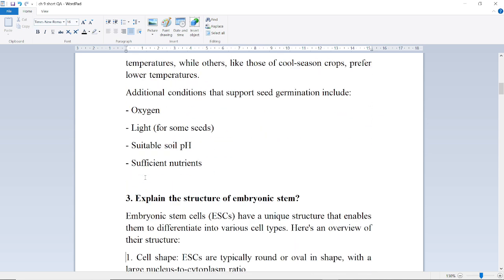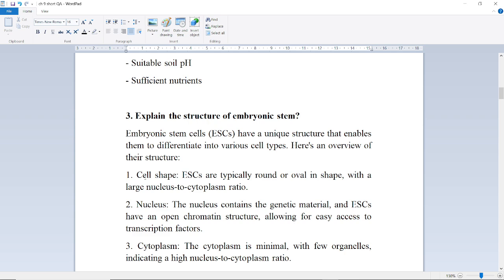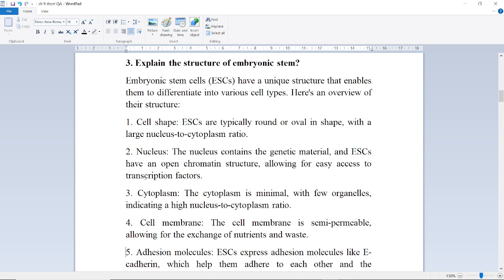Next is question number 3. Explain the structure of embryonic stem. Answer is, embryonic stem cells (ESCs) have a unique structure that enables them to differentiate into various cell types. Here's an overview of their structure. Cell shape. Embryonic stem cells are typically round or oval in shape with a large nucleus to cytoplasm ratio.